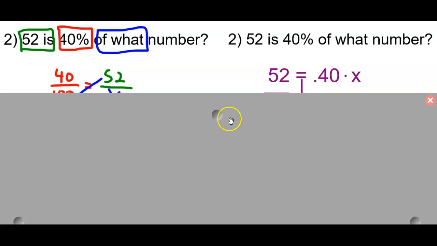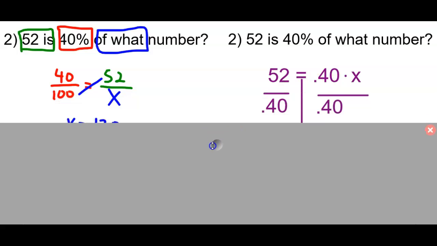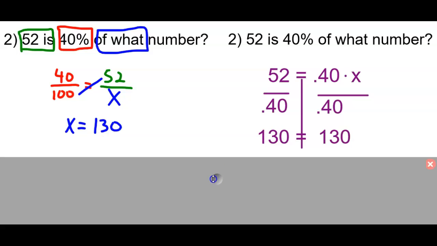I'm hoping you said divide by 0.40, because you would be great. Divide both sides by 0.40. When you do this, 52 divided by 0.40, you're going to get your answer, which is 130. Okay? This 130 shouldn't be here. That should be an x. I don't know why that says 130. Sorry about that. There we go. Now it's right. Okay.